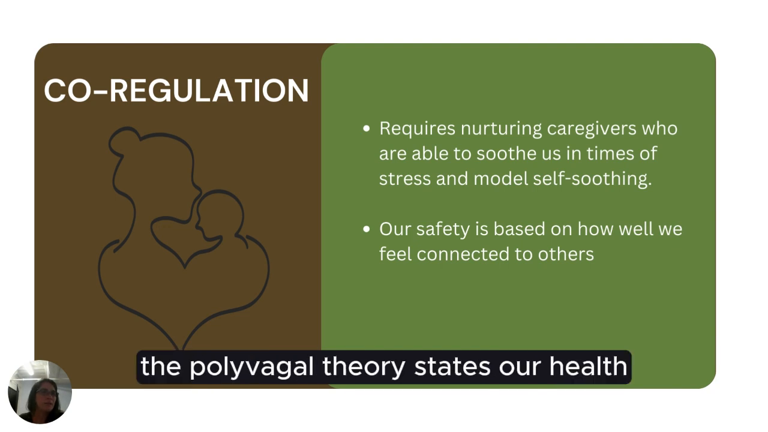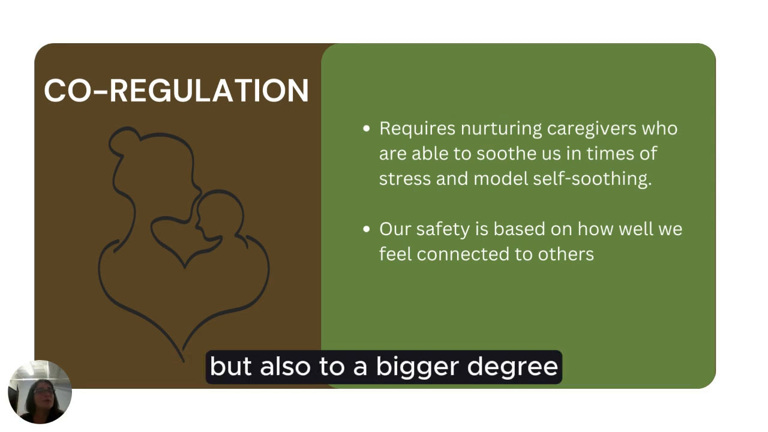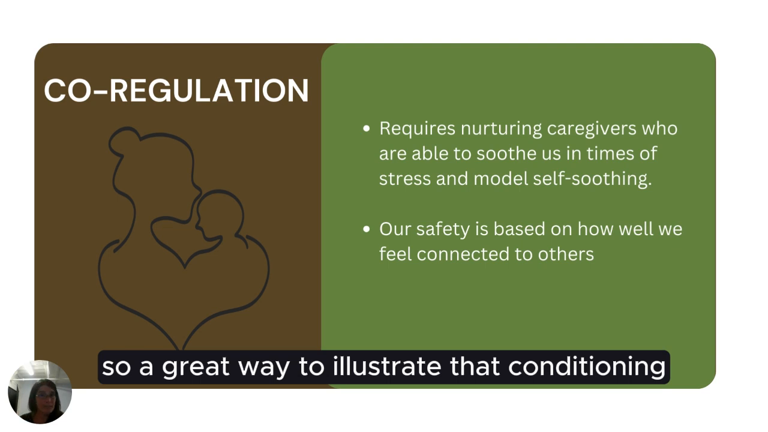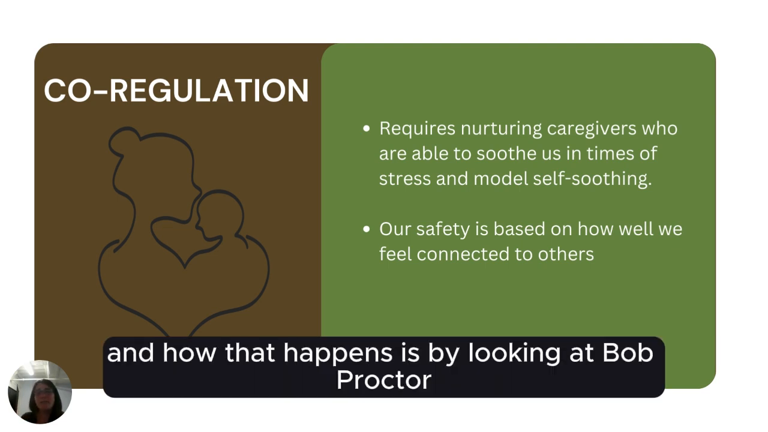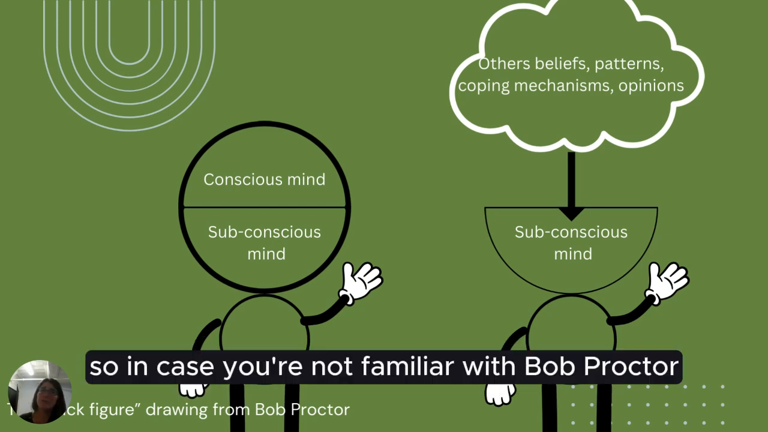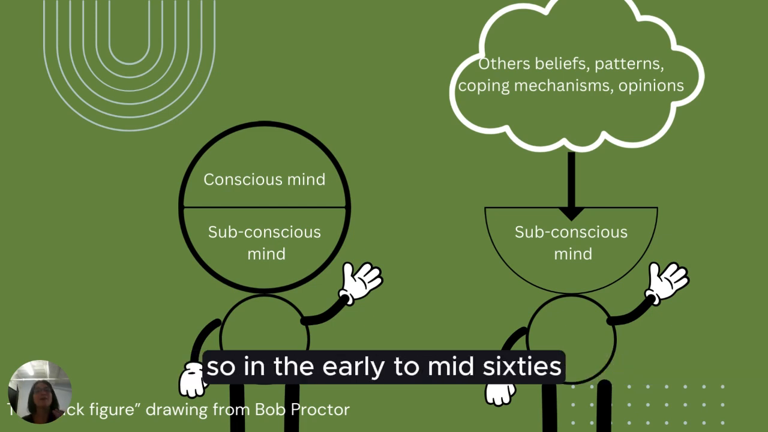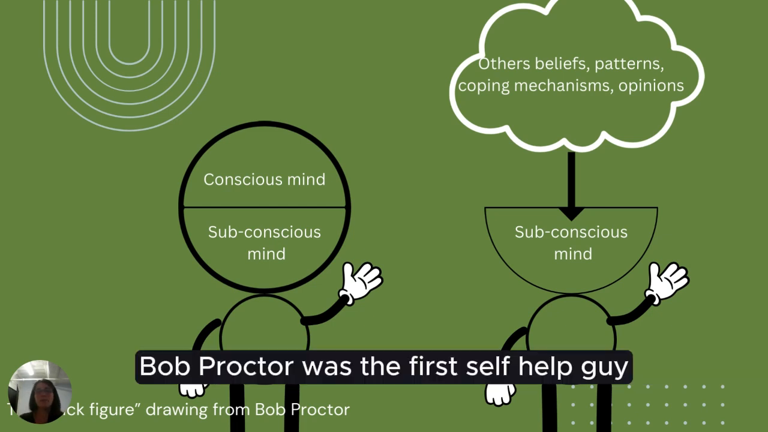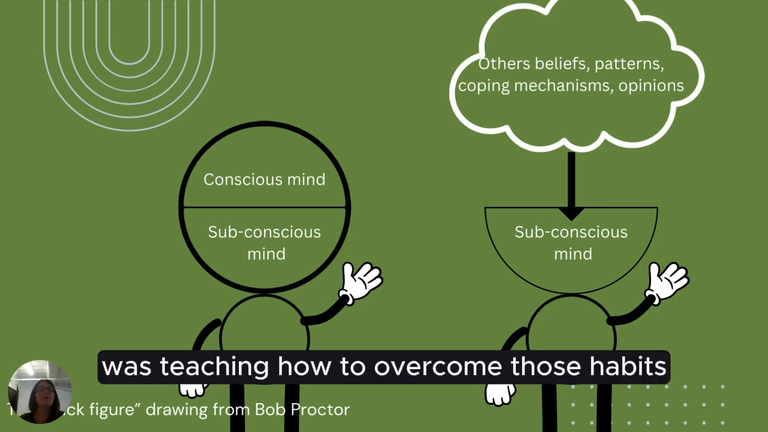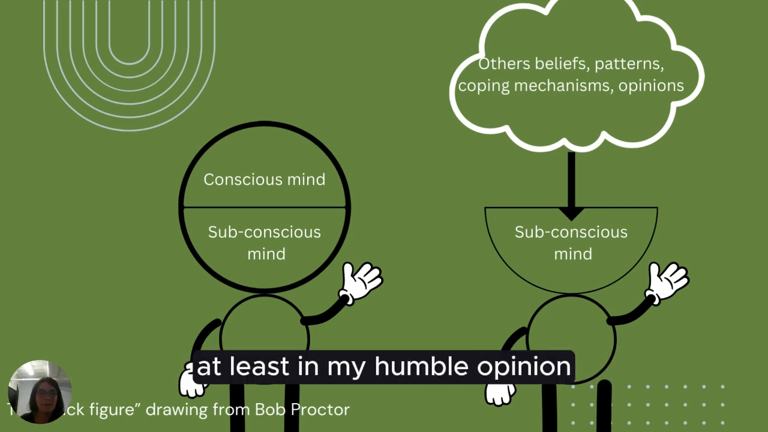Because remember, the polyvagal theory states our health, our well-being is affected by the stresses in life, but also to a bigger degree, how we've been conditioned to deal with those stresses. So a great way to illustrate that conditioning and how that happens is by looking at Bob Proctor's stick person figure. So in case you're not familiar with Bob Proctor, he was kind of like Canada's Tony Robbins before Tony Robbins existed. So in the early to mid 60s, Bob Proctor was the first self-help guy, and his way of teaching was teaching how to overcome those habits. And it kind of falls really quite in line with polyvagal theory, at least in my humble opinion.